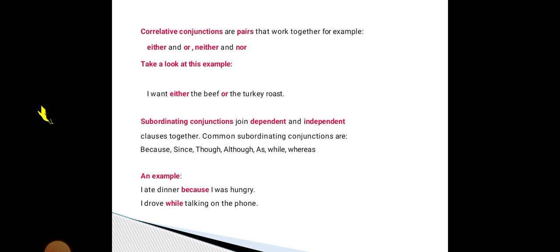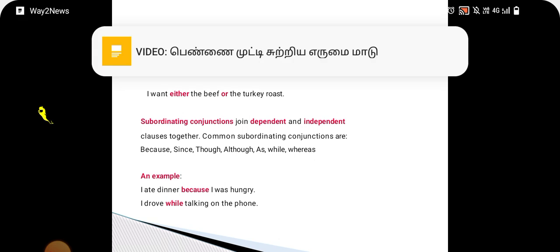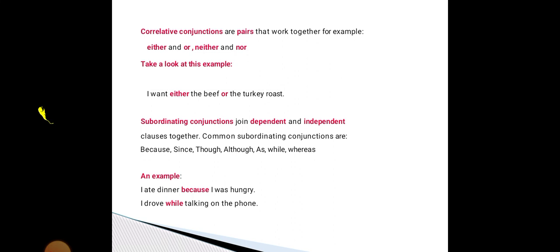An example for subordinating conjunction: I ate dinner because I was hungry. Using the word because, the because is called a subordinating conjunction. I drew while talking on the phone. While is called a subordinating conjunction. These are the examples for subordinating conjunction.